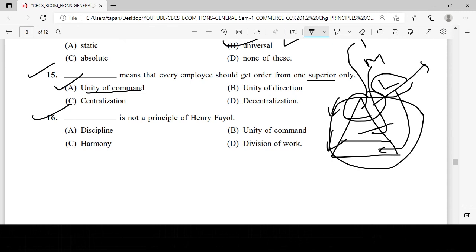Question number 16. Dash is not a principle of Henry Fayol. I told you that Henry Fayol formulated 14 principles, and one of the following alternatives is not present in Henry Fayol's principles, that is harmony. It is not found in the principles of Henry Fayol. The three other parts are actually included in Henry Fayol.